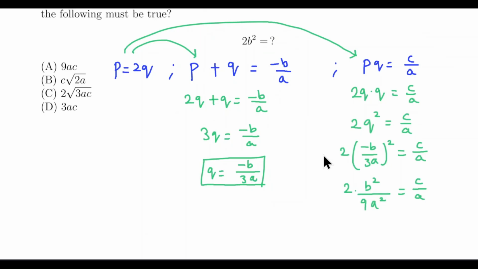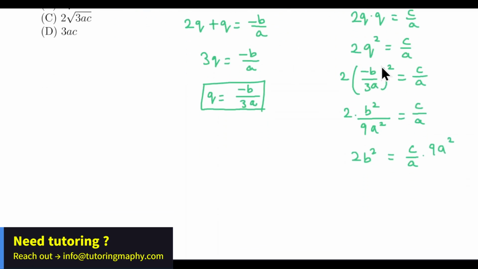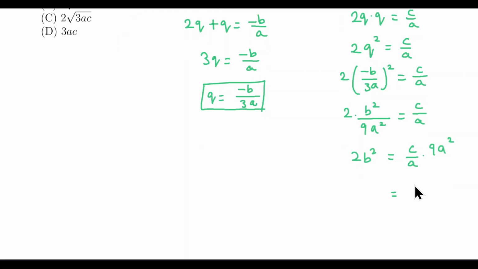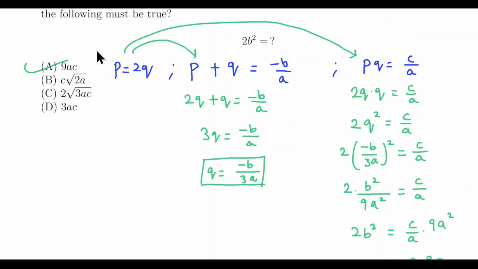Remember, I need to find the value of 2b squared, which fortunately is sitting right on top. So I'm just going to multiply both sides by 9a squared. So it will be c over a times 9a squared. A squared over a is just a, so it will be c times 9a, or 9ac. Is that in the options? Fortunately, yes, that is option A.